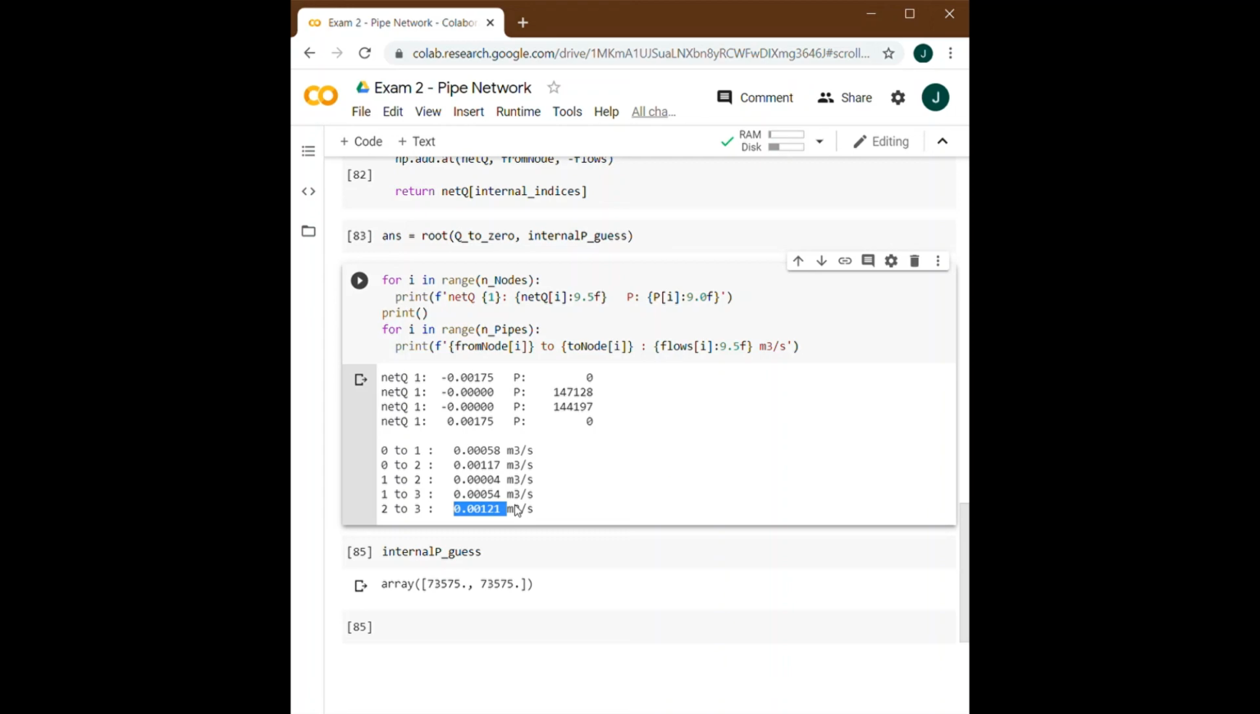So this is just a brief, well, not quite brief, sorry about the length. I'm a slow typer. But this was a quick video on how to use Google Colab and Python to model a pipe network in order to solve net flows at each node and flows through each pipe, given some initial information.